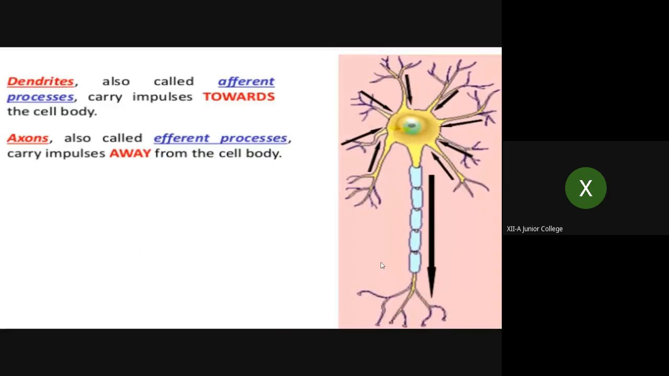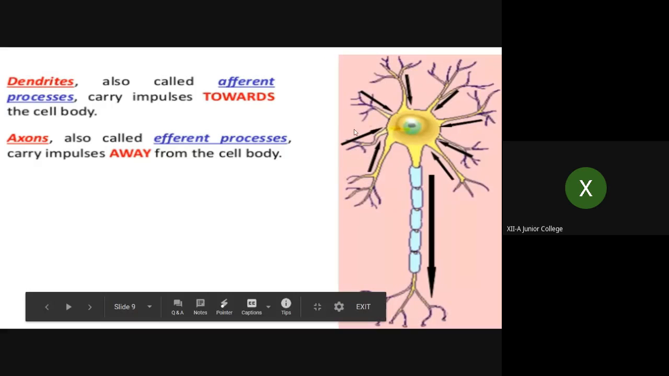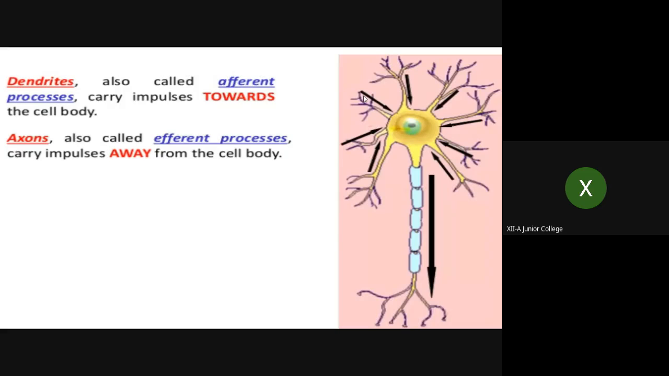Now, if you see the directions, then you will come to know and remember very easily: all these short extensions of the cell body are coming towards the cell body. These are the dendrites. They are carrying the impulses towards the cyton. Cyton is nothing but the cell body. Remember, they are also called afferent processes. Afferent means towards. Afferent processes means nothing but all these extensions, these are called extensions or processes.